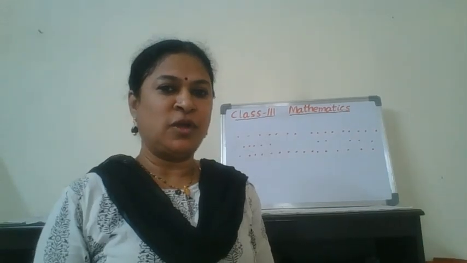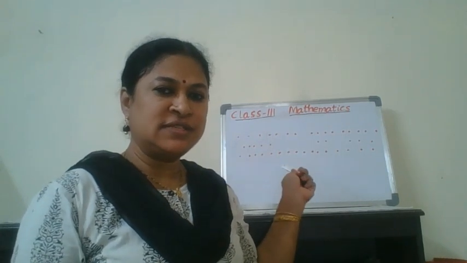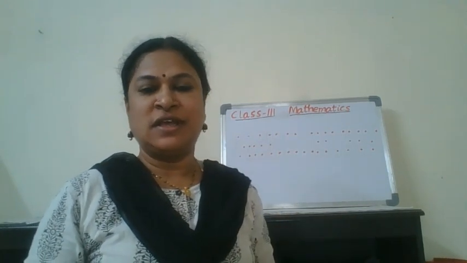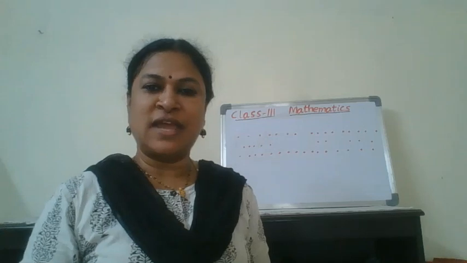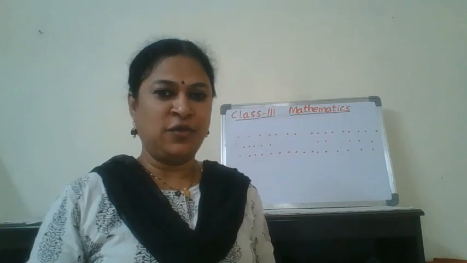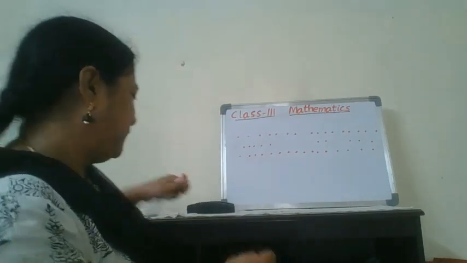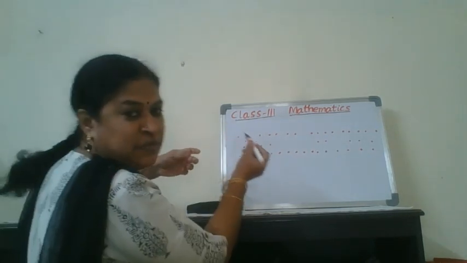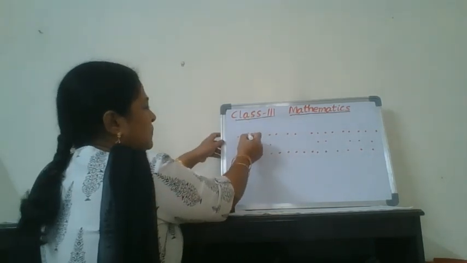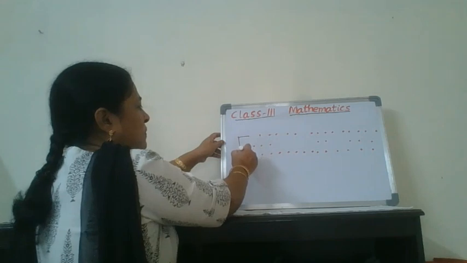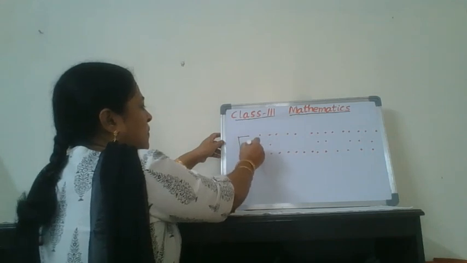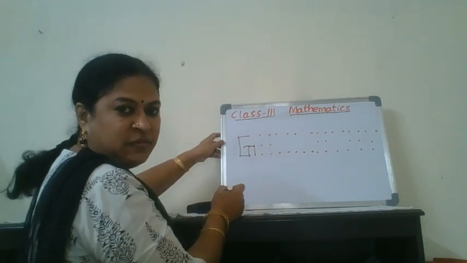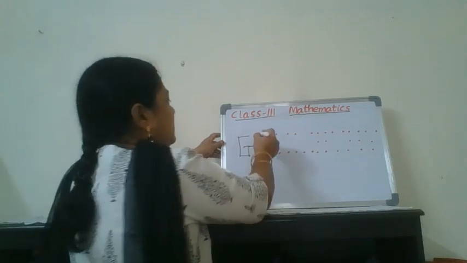Children, what do you observe on the board? What are all these? These are all dots. Come on, let us join all the dots and see what we will get. Are you ready for this? Let me join all the dots. What is this letter alphabet, children? It is G.